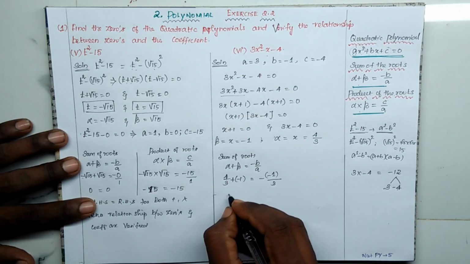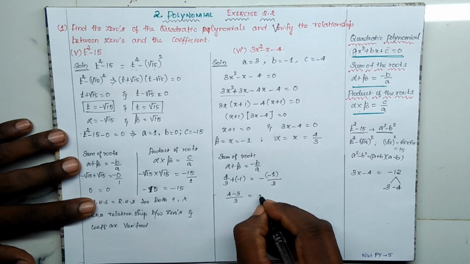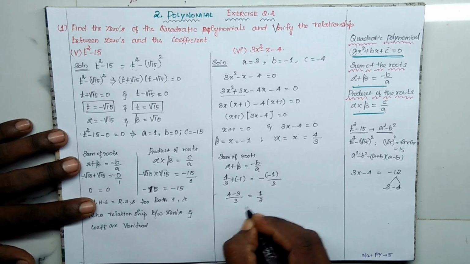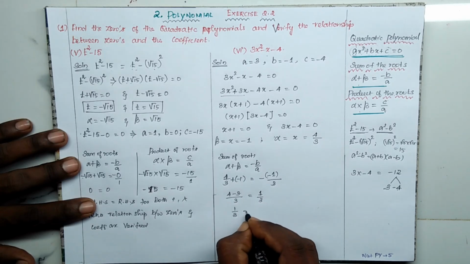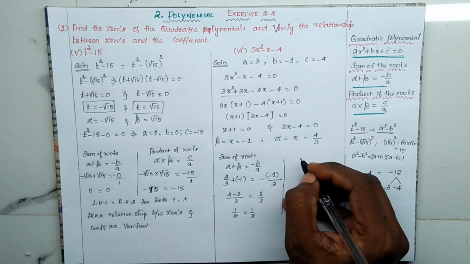Now if we simplify, we get 4 minus 3 divided by 3, that is equal to minus into minus becomes plus 1 divided by 3. So 4 minus 3 is 1 by 3, and this is equal to 1 by 3. Now these LHS and RHS have become equal.